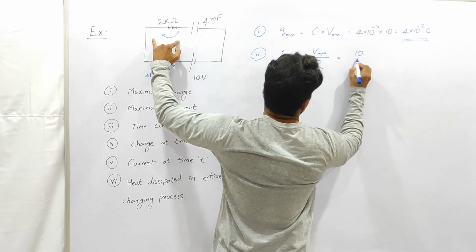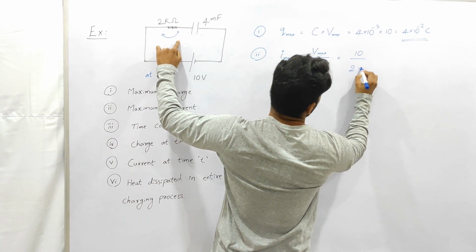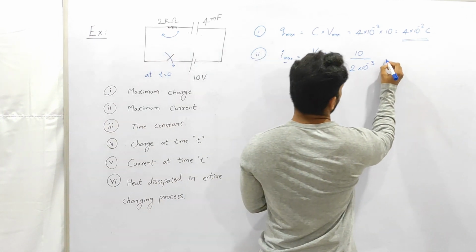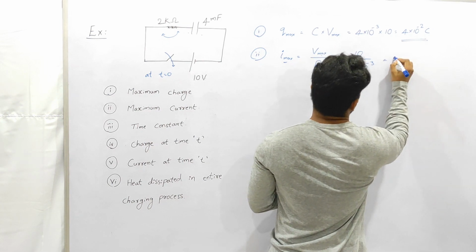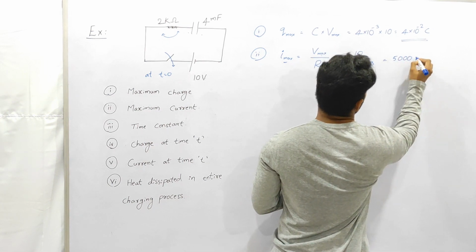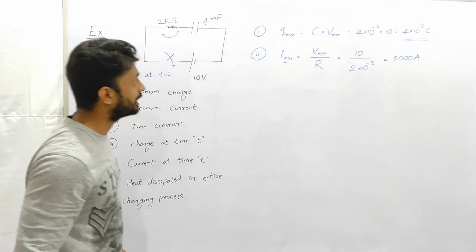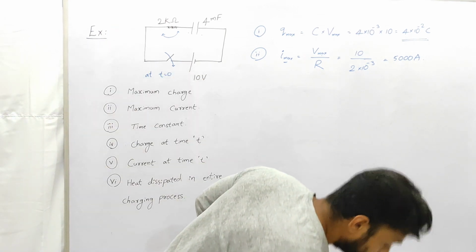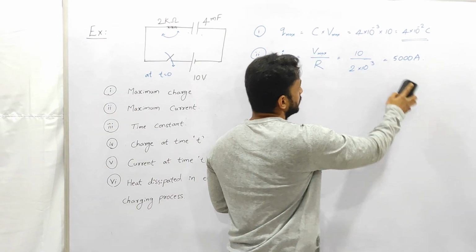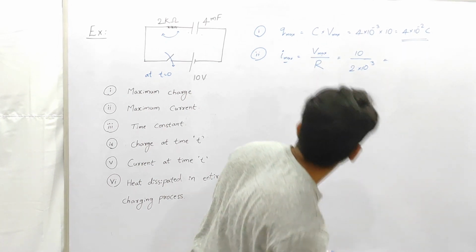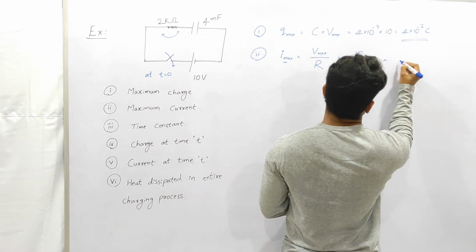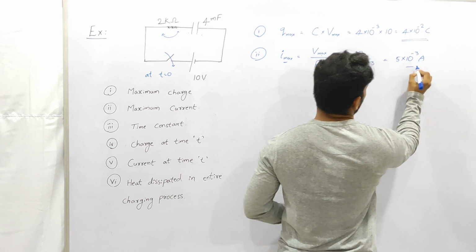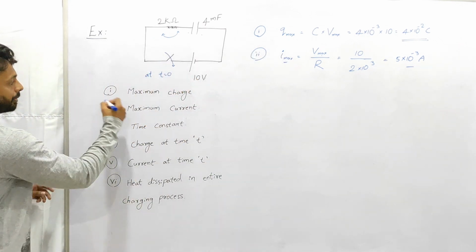So that is 10 volt divided by the resistance given, 2 kilo ohm. So what does the maximum current in the circuit come out to be? It's 10 kilo ohm, not milli ohm, so you are getting 10 power 5 into 10 power minus 3 amp, that is 5 milliamp. That's the maximum current you are getting.